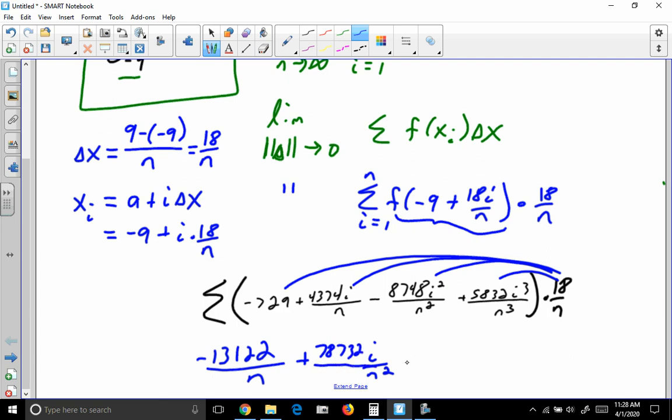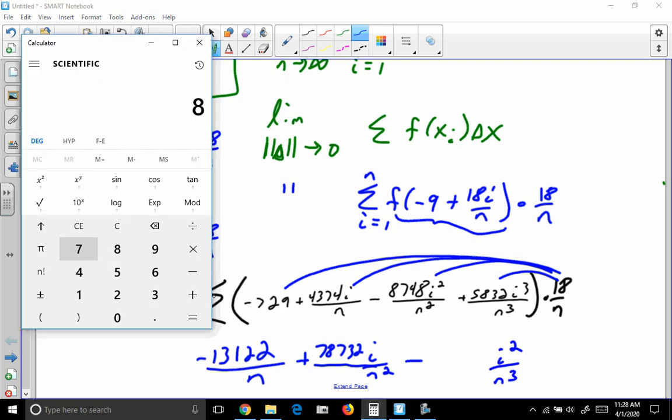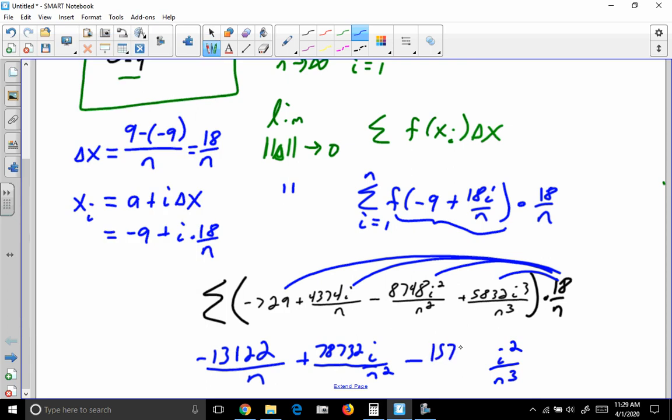And then when we distribute there, that's going to be an i squared over an n cubed. 8748 times 18, 157,464. And then when we distribute there, that's going to be an i cubed over n to the fourth, and that's going to be 104,976.